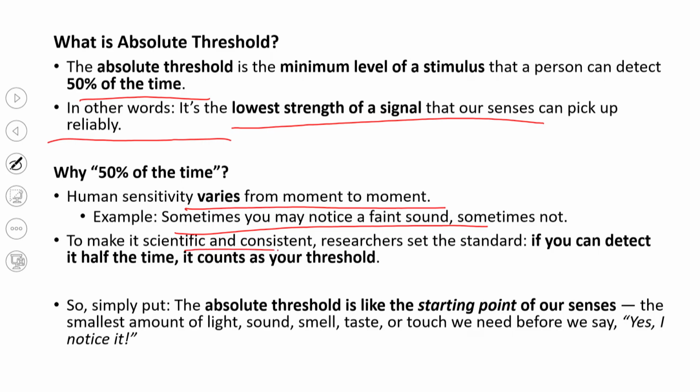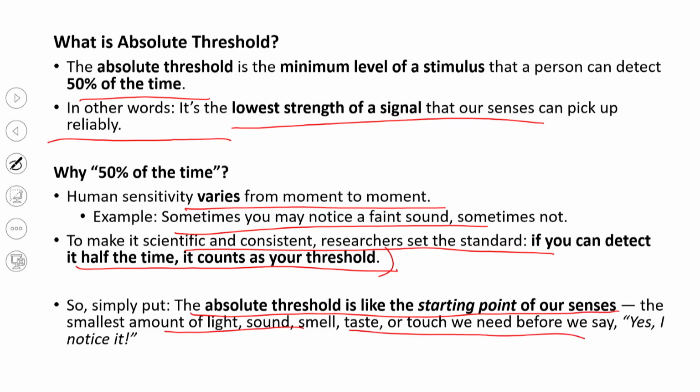So, to make it scientific and consistent, researchers set this standard. If you can detect it half of the time, it counts as your threshold. That is why the 50% criteria is used. Simply put, the absolute threshold is like the starting point of our senses. What is the starting point of our senses? This is the starting intensity your sense organs can detect. It is the smallest amount of light, sound, smell, taste, touch we need before we can say yes, I notice it. This minimum is called the absolute threshold.